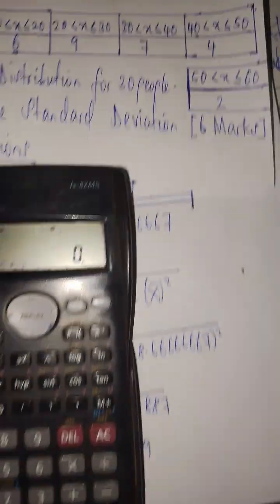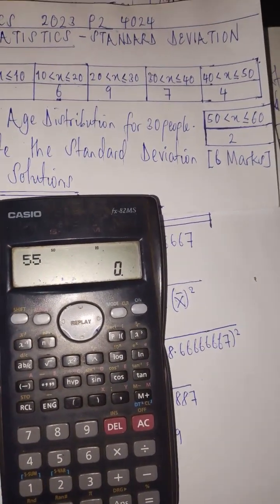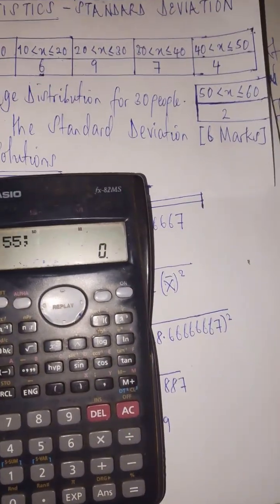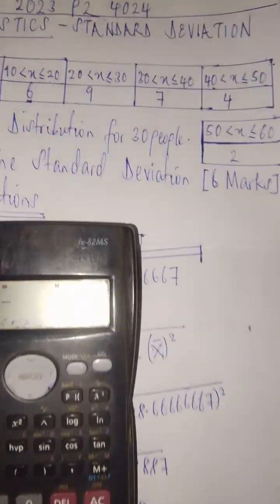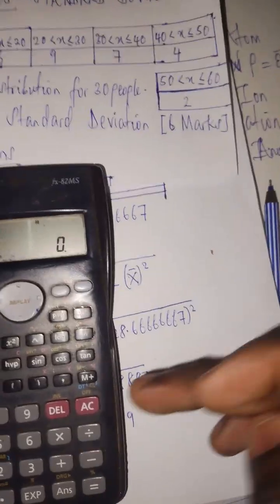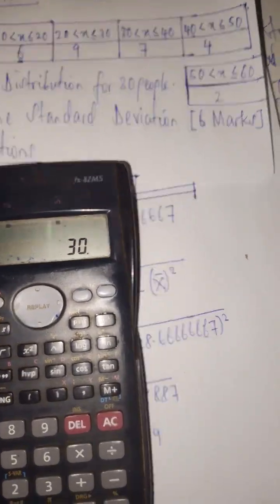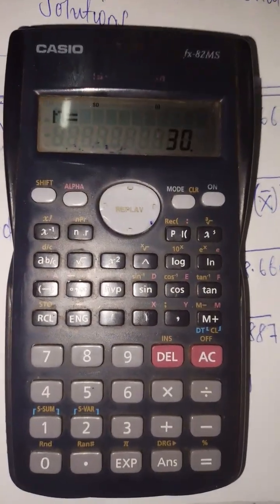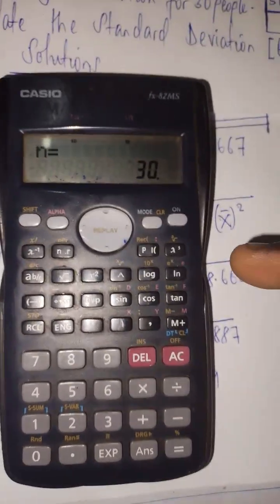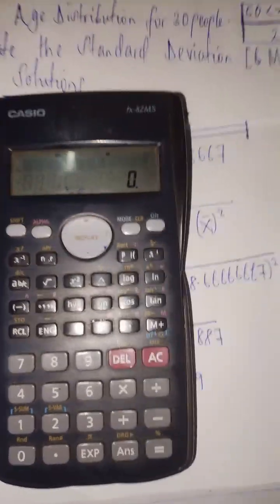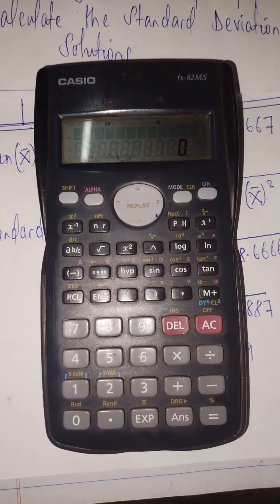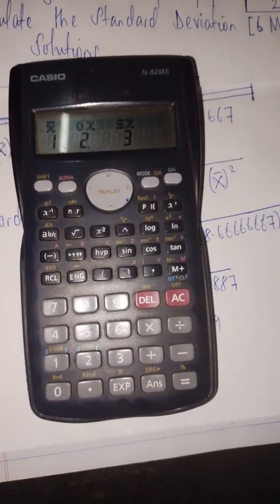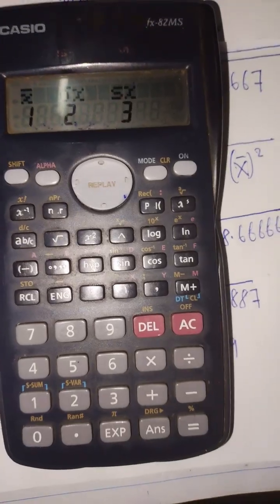Then I'll go to the last one, which was between 50 and 60, the midpoint there is 55, so I'll enter 55, then semicolon, the frequency there is 2, as we can see, so I'll say M plus, and as we can see, the total frequency was 30, so it is showing there 30. Then I'll press on. So to find the values, I'll press shift, then I'll press 2. So the first value is denoted by the mean symbol.